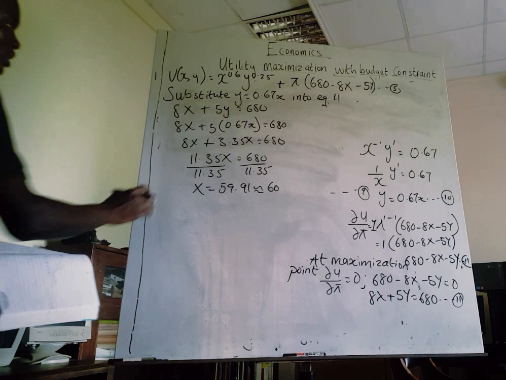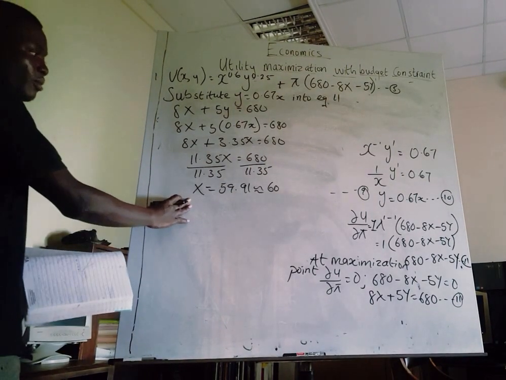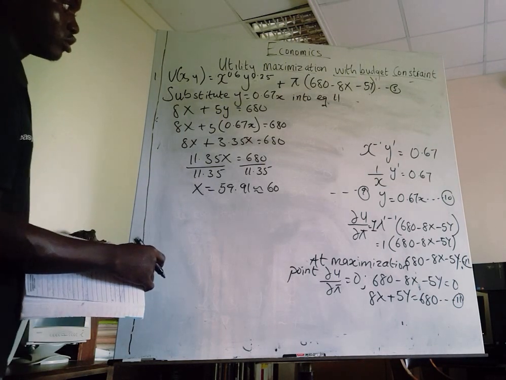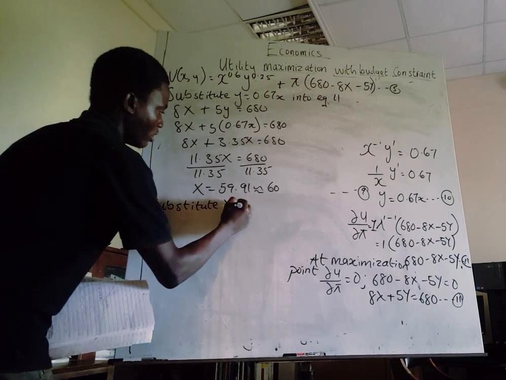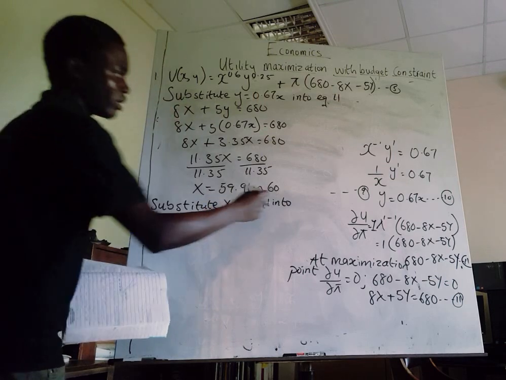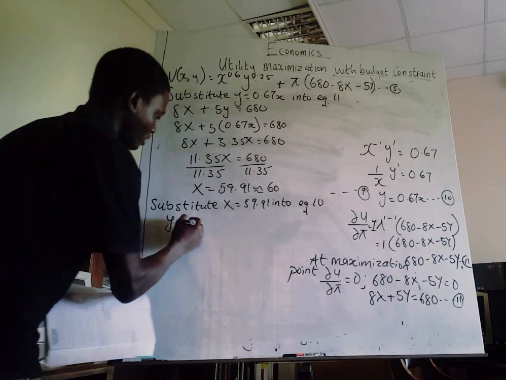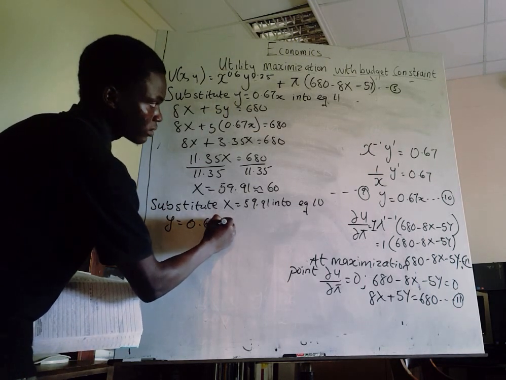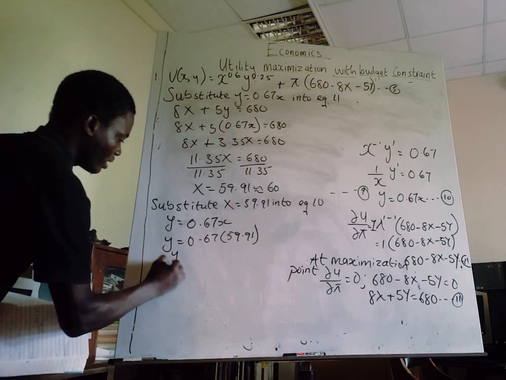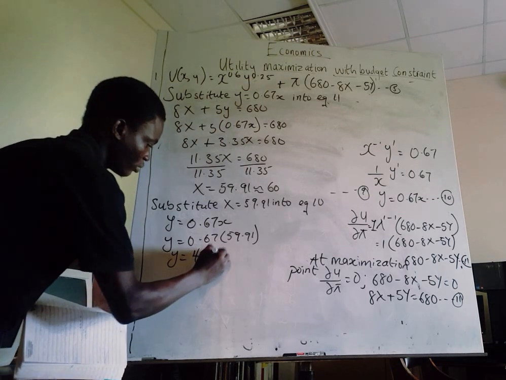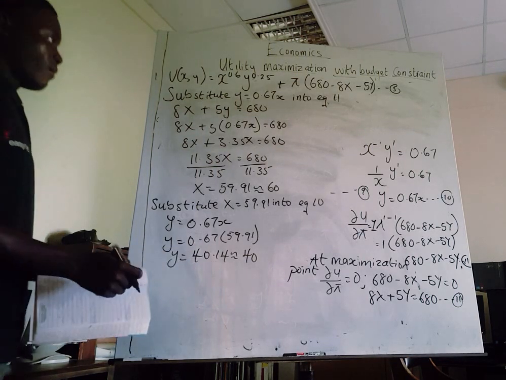So this is what we have for x, that is for popcorn, as the maximization point, given the budget constraints. So 60 units of popcorn should be consumed. Now let us find the units for Zobo. We substitute x equals 59.91 into the equation that combines y and x alone, equation 10. So y equals 0.67x, and y equals 0.67 into bracket 59.91, so y equals 40.14, which is approximately 40. So 40 units of Zobo makes more sense than saying 40.14 units of Zobo.